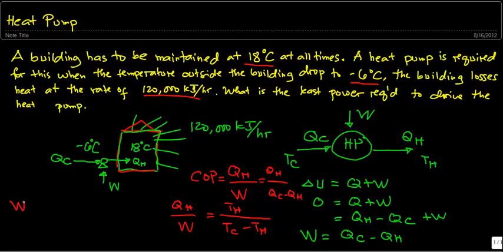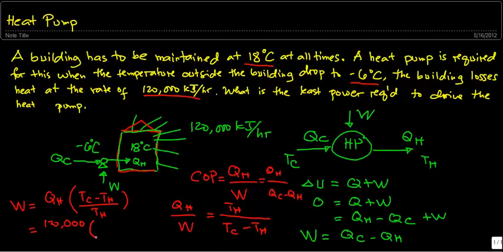So from here, work could simply be QH times TC minus TH over TH. So we now have a simple substitution of formulas. We'll have here 120,000 kilojoules per hour. Never mind the unit.